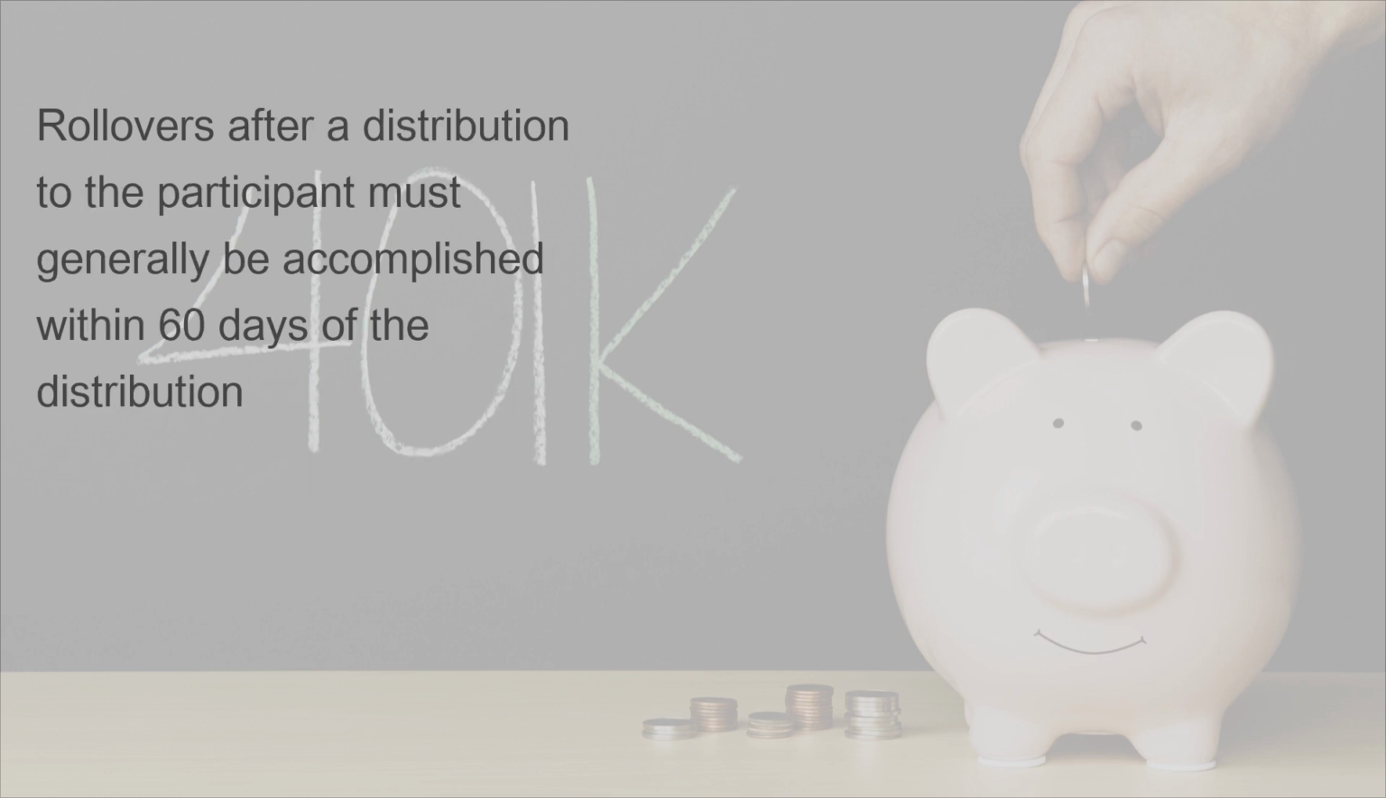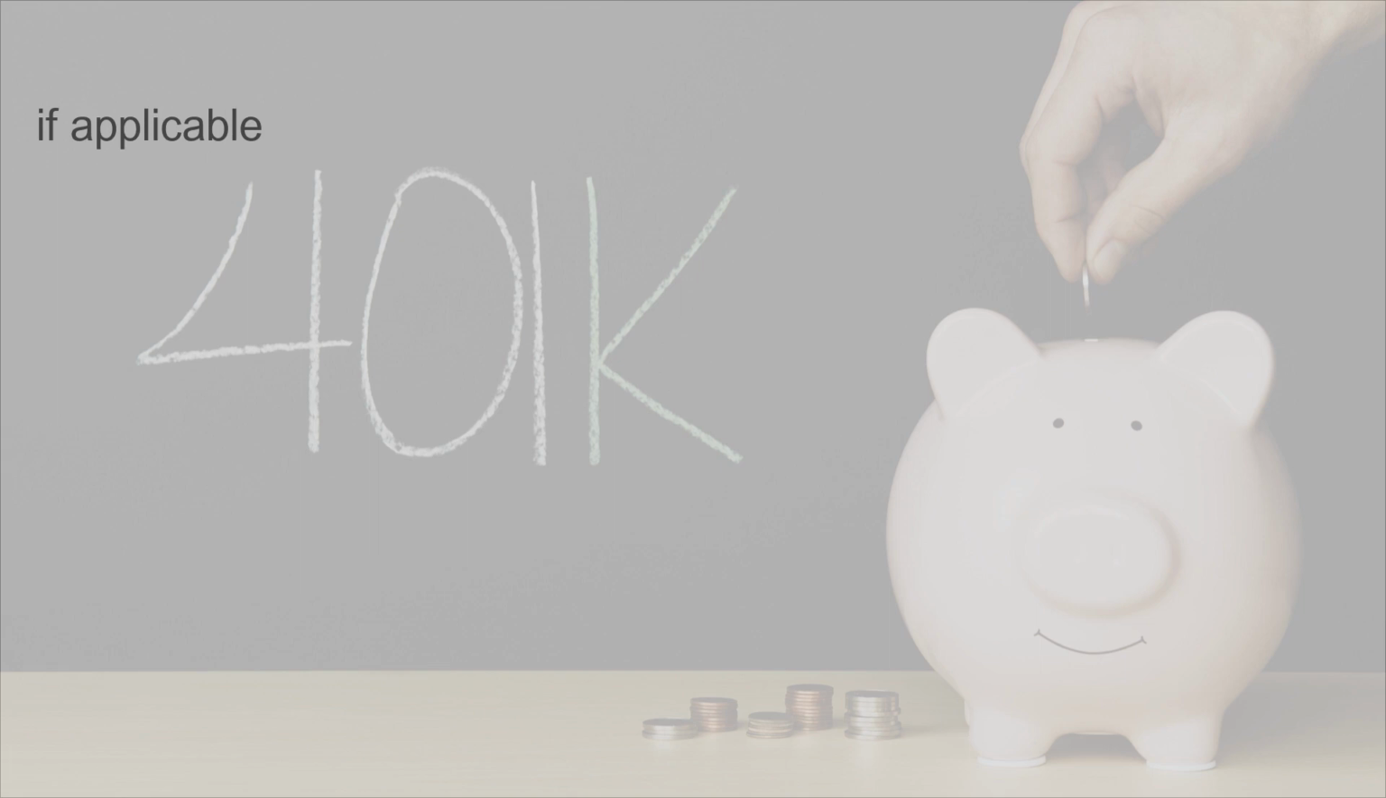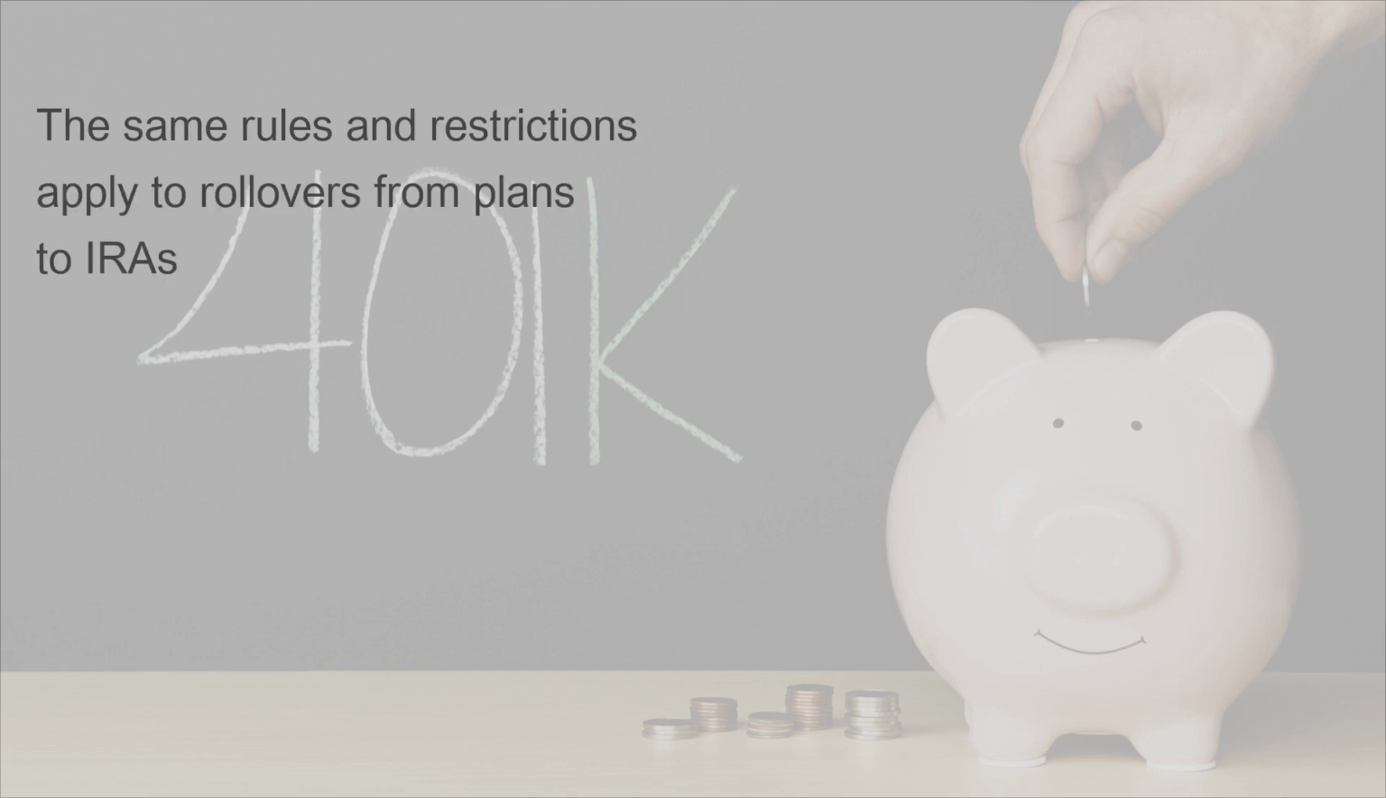Rollovers after a distribution to the participant must generally be accomplished within 60 days of the distribution. If the 60-day limit is not met, the rollover will be disallowed and the distribution will be taxed as ordinary income and the 10% penalty will apply, if applicable. The same rules and restrictions apply to rollovers from plans to IRAs.